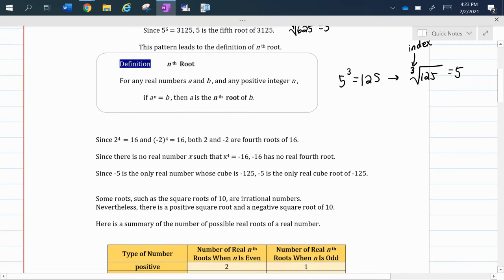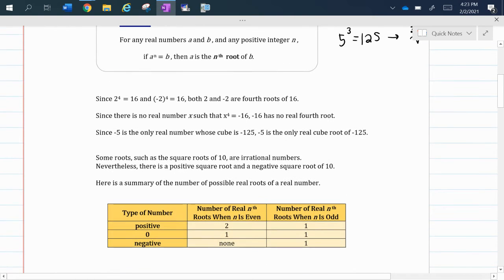So next we're going to talk about how many roots a radical will have. Since 2 to the fourth is 16 and negative 2 to the fourth is also 16, the fourth root of 16 could be 2 or it could be negative 2. Notice my index is even. But when I'm talking about the cube root of 125, the cube root of 125 is only 5. Only one real root. Notice my index is odd.